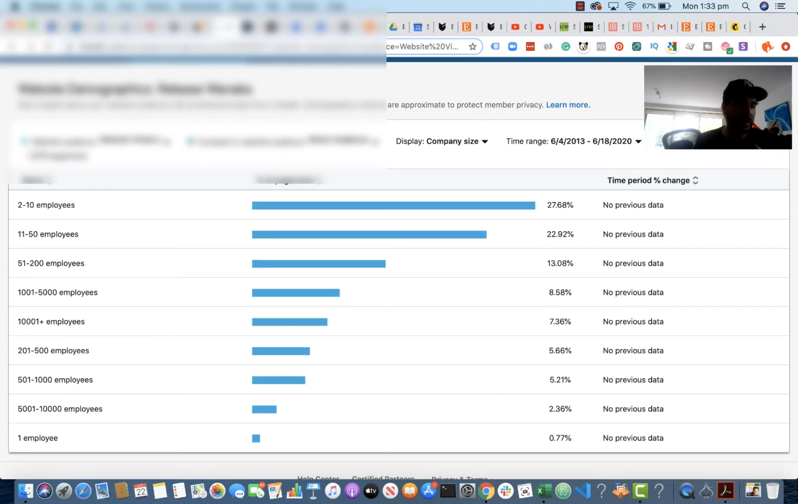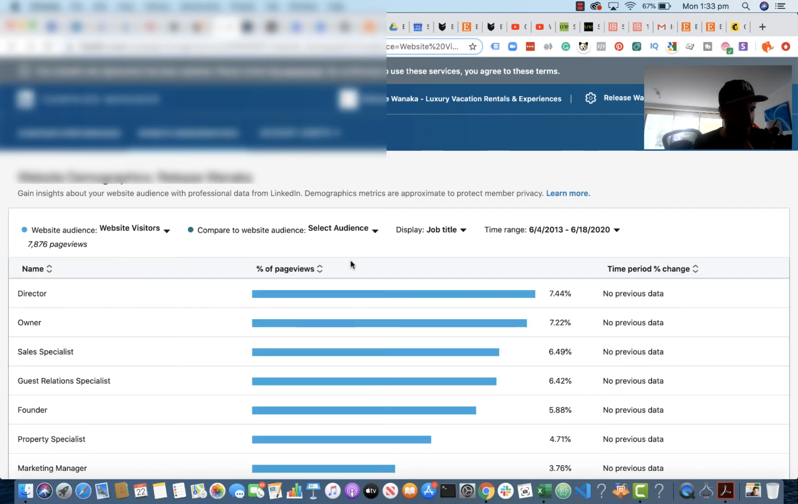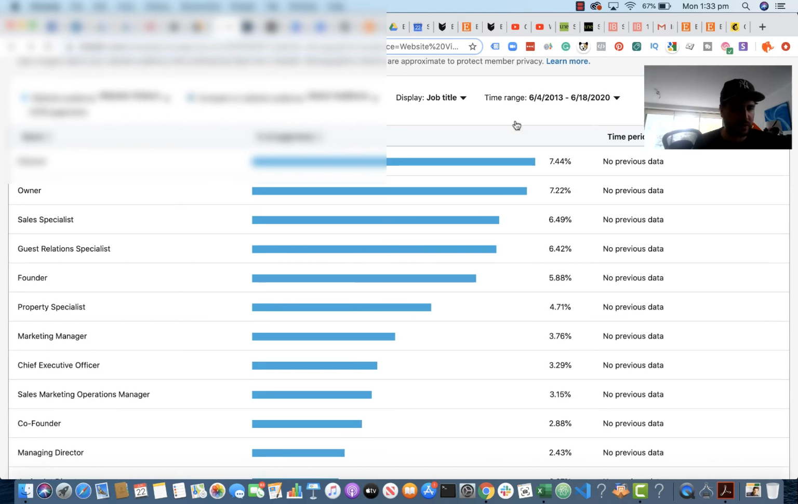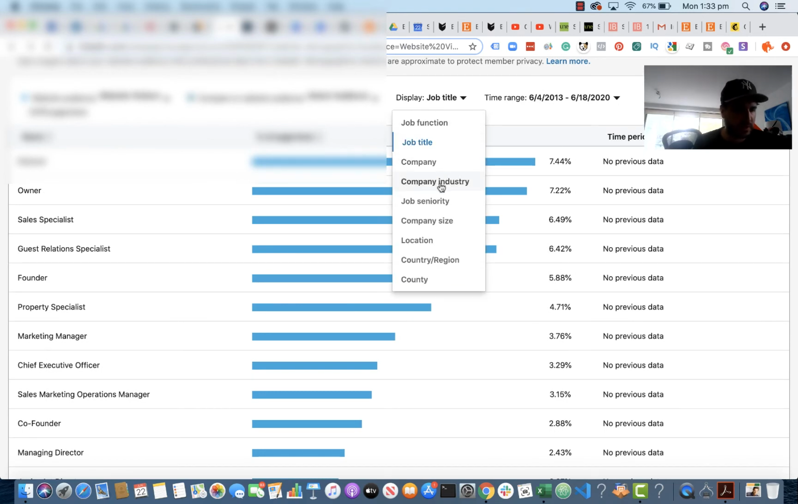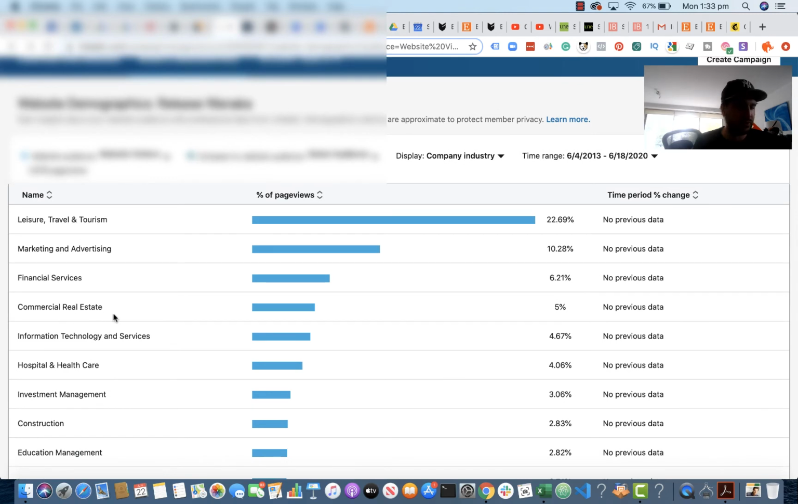So we can find out how many people work in the company these people are from, what job titles they have, maybe what the actual name of their job title is. Here we've got company size, and we can look at things like job title. They're usually directors or owners in this example, which is kind of interesting. What else could we do? We could look at the industry, so where are they coming from? This is a travel website, by the way, so this makes a lot of sense: travel, tourism, marketing and advertising, financial services, commercial real estate. So you can get some information from here as well.